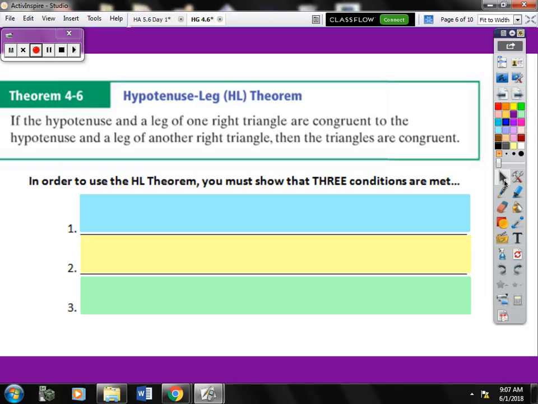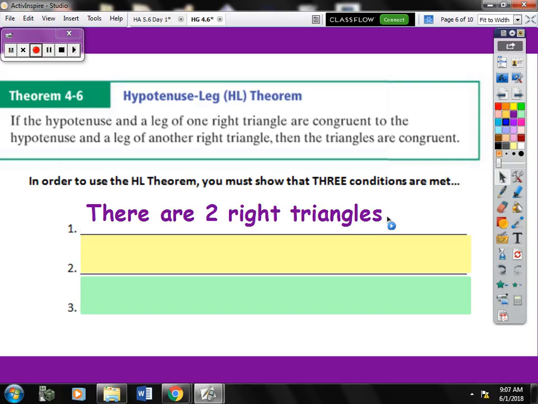All right, so in order to use the HL theorem in a proof, you must show 3 conditions are met. Number 1, you have to show that there are 2 right triangles. So in our proof, one of our statements will be triangle ABC and triangle DEF are right triangles. The reason is the definition of a right triangle. What is the definition of a right triangle? How would we know something is a right triangle? It's a triangle that, Maddie? Has one right angle. Exactly one right angle.